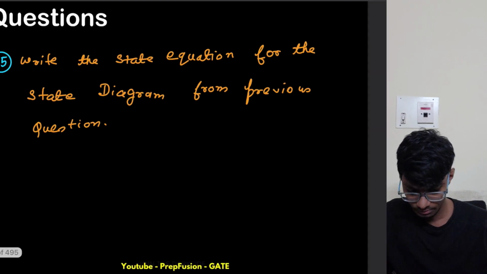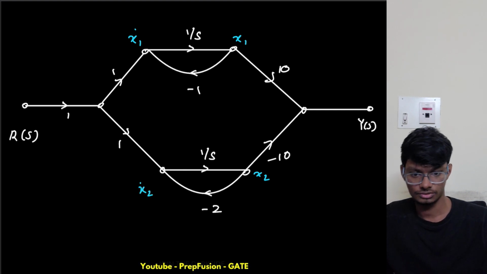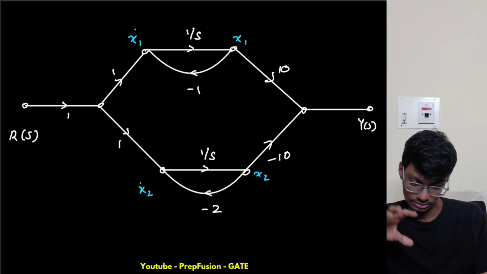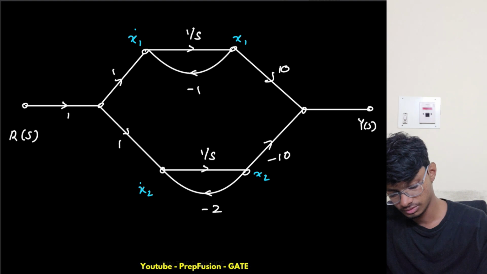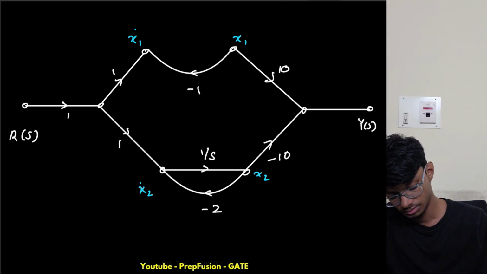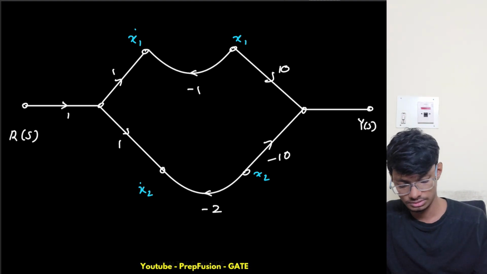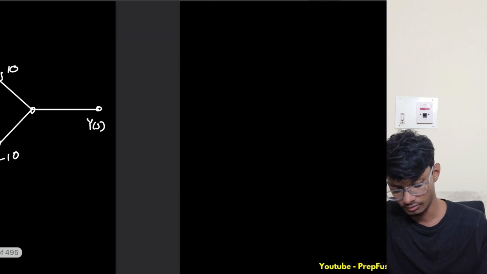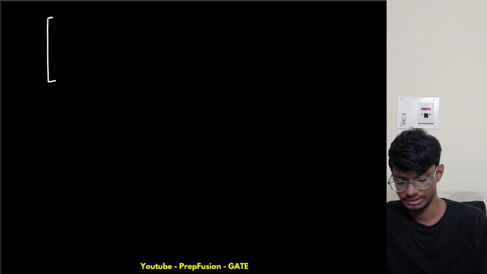This is also a node, this is also a node, this is x2 dot. So these are basically my state diagram. Now what I have to do is remove the 1 by s terms, as I have already taken the effect of them. So this is my state diagram for writing the state equation. I can write this directly now. You have to be fast in the exam also.